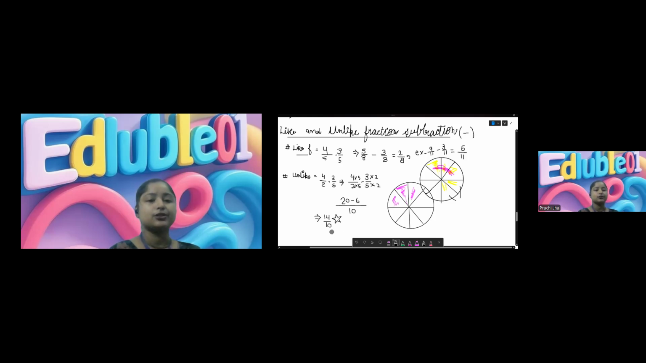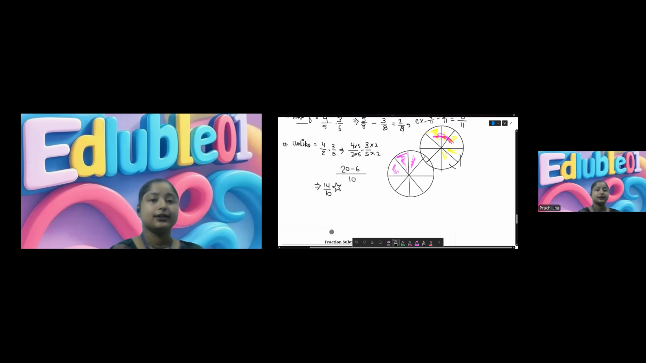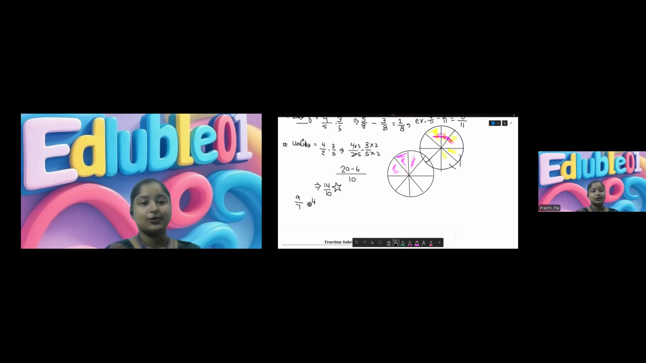So let's suppose I have 9 over 7, take away 4 over 8. Let me remove the comma sign and add a correct sign. So 9 over 7, take away 4 over 8. Let's see what we can do with this now.